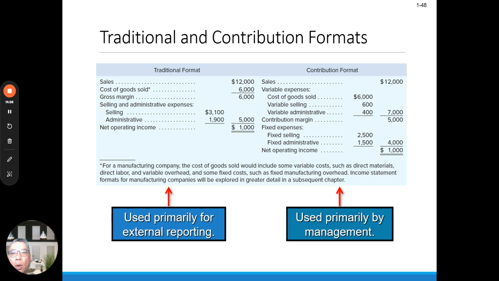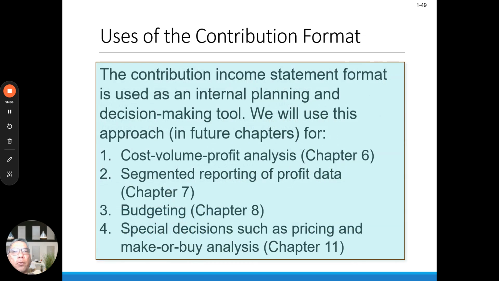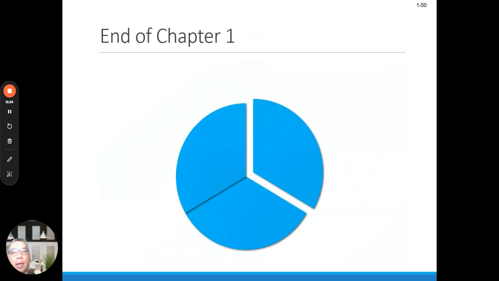Look at the use of the contribution format. The contribution income statement format is used as an internal planning and decision-making tool. We use this in later chapters, including number 1, cost-volume-profit analysis in chapter 6, which we're going to discuss later. Number 2, segmented reporting for profit data, chapter 7. Number 3 is budgeting, chapter 8. And number 4, special decision making for pricing in chapter 11. So this is basically the end of the chapter.